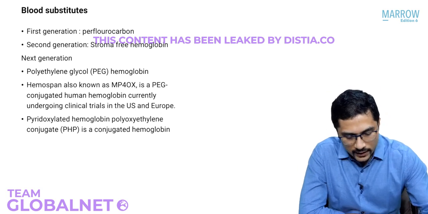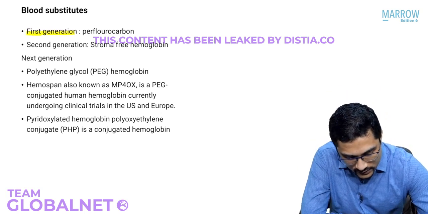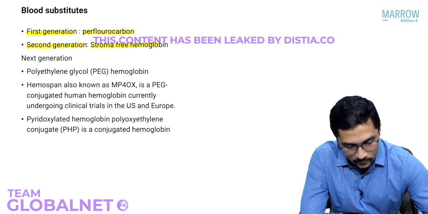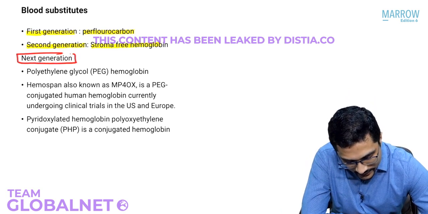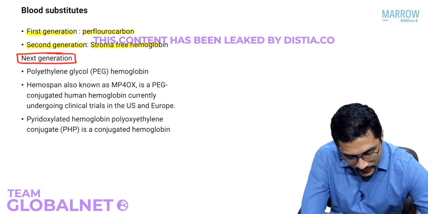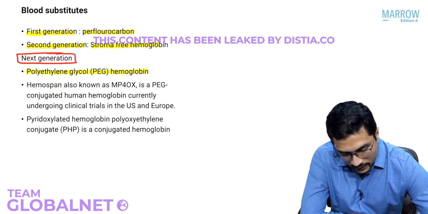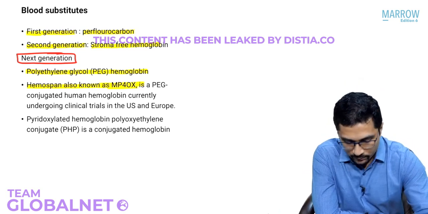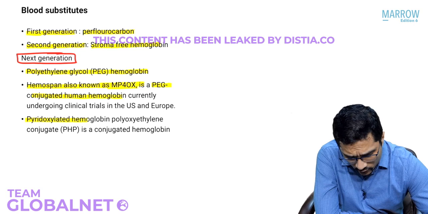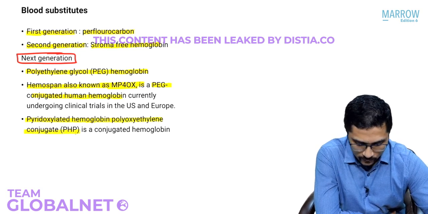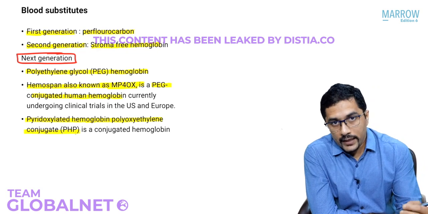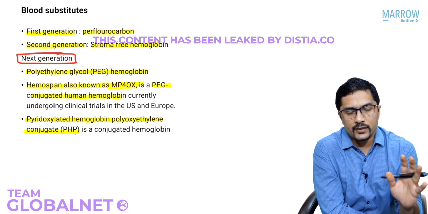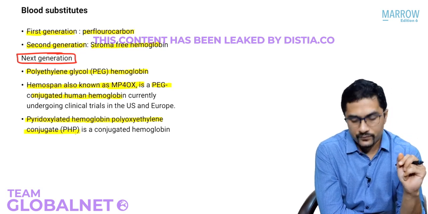Okay. So these blood substitutes, you have first generation substitutes like perfluorocarbons, second generation are stroma-free hemoglobin, and the next generation which is being evaluated these days is polyethylene glycol hemoglobin. Hemospan, a lot of trials have been done in Hemospan. This is PEG conjugated human hemoglobin. And you have pyridoxylated hemoglobin polyoxyethylene conjugate, PHP, this has also been evaluated. So I just want you to remember the names. Again, this has not been asked in the exam till now.